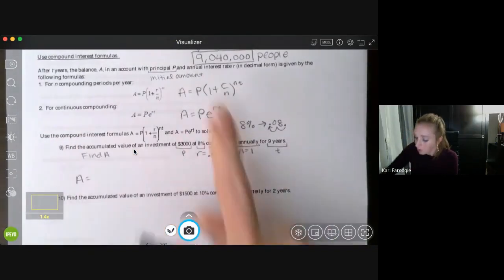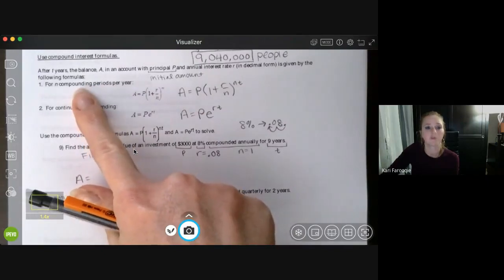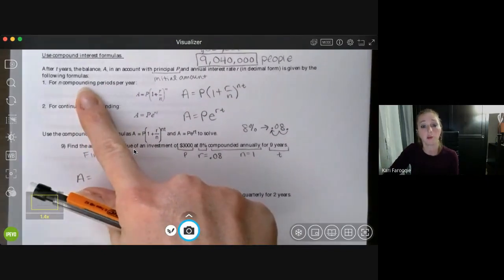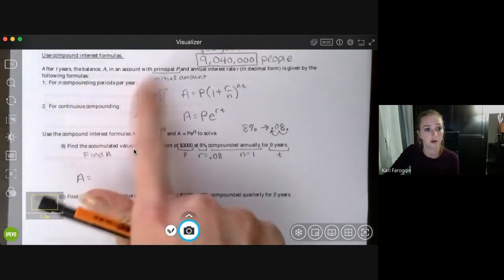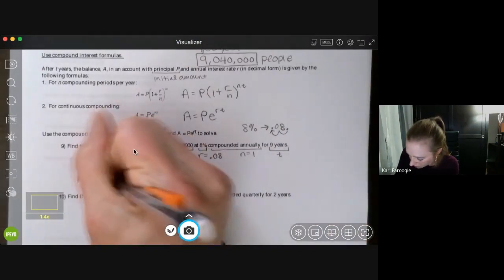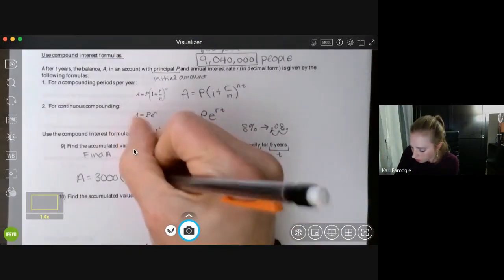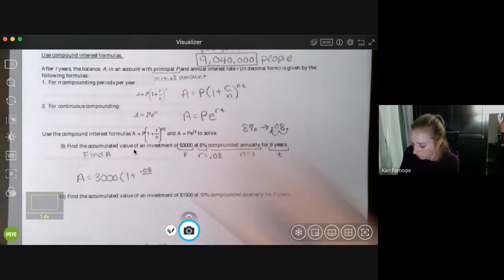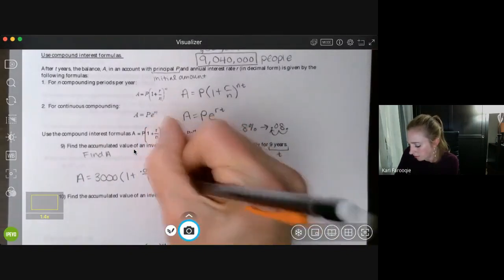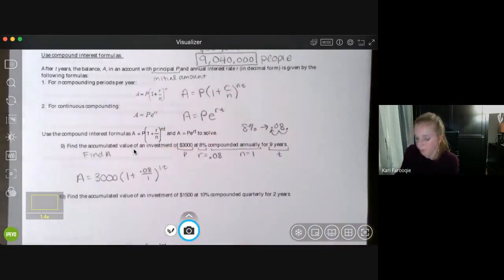Now, remember, this is the formula that we're using because we were given the number of times this compounds per year. Otherwise, we would have been told the compounding is continuous, and we weren't told that. So we're using this formula. So A equals P, which is the principal, so 3,000 times, in parentheses, 1 plus R is 0.08 over N to the N T. And, you know, if N is 1, you don't have to write it. I'm just writing it because I'm the teacher.